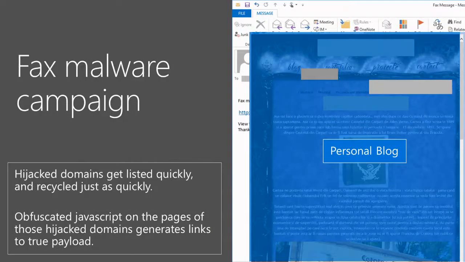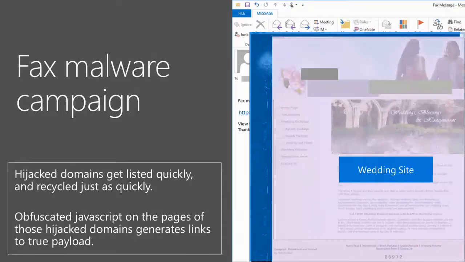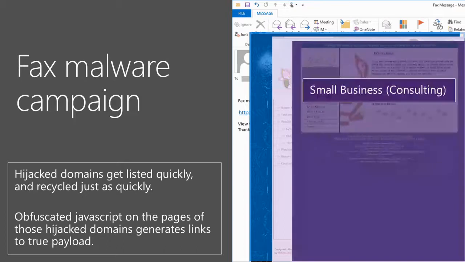If you look at the websites themselves, they're very normal looking. So this was a personal blog of some girl in Romania that was compromised. This one is a wedding site in Europe. And this is a small business consulting site in the US. There's nothing obvious that connects them, except that all three of these websites were compromised and were hosting phishing URLs that pointed back to us.